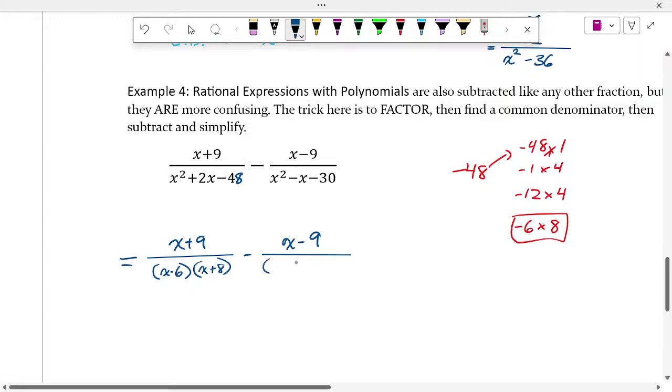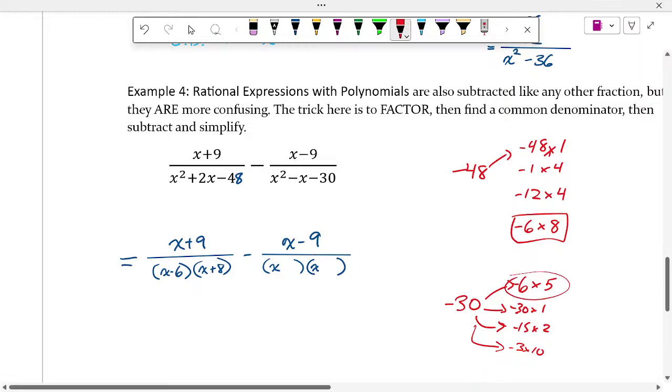Cool. What about down here? I need two numbers that multiply to negative 30, but they have to add to 1. So what could that be? Negative 6 times positive 5. By the way, it could have been negative 30 times 1, could have been negative 15 times 2, or negative 3 times 10, right? But we want negative 6 and 5. So what goes in the brackets here?